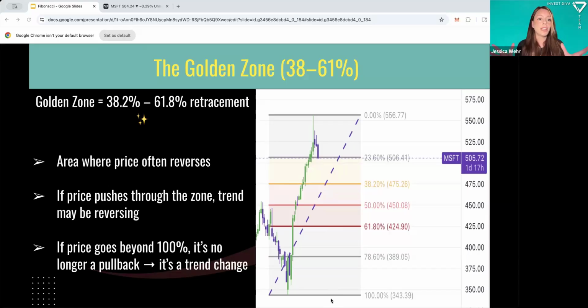So this zone is just an area to keep an eye on. The stock loves to make decisions there. It either pulls back and continues on the trend it was on, or if it's blowing past these levels, then it can reverse to a different trend altogether.